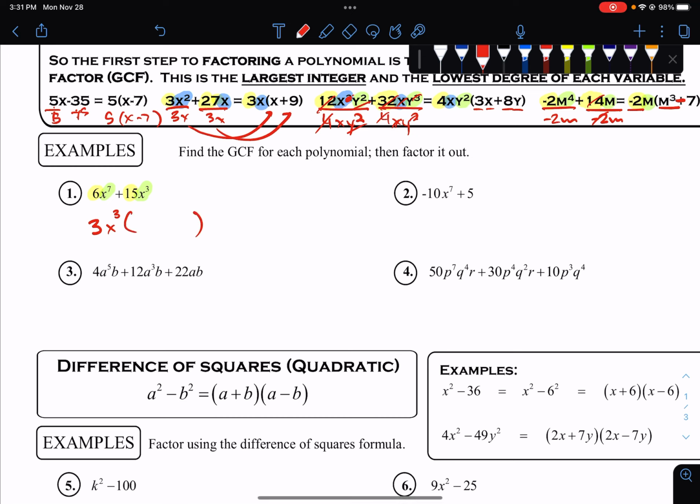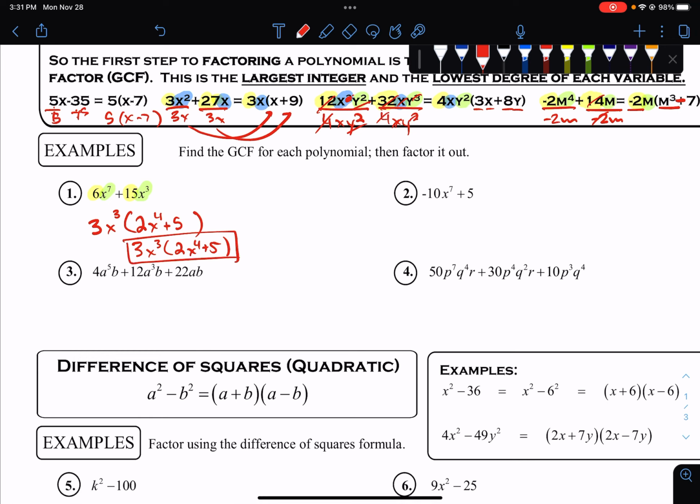So I got to figure out what's left over. So 6 divided by 3 is 2. X to the 7th divided by x to the 3rd is x to the 4th, plus 15 divided by 3 is 5. And x cubed divided by x cubed is nothing, so it's just 2x to the 4th plus 5. So my final answer is 3x cubed multiplied by 2x to the 4th plus 5. Those are my factors. That's my factored form.